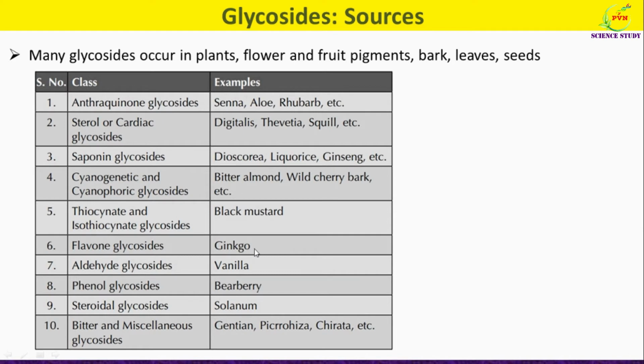Flavone glycosides are produced from the ginkgo plant. Aldehyde glycosides are produced from vanilla. Phenol glycosides are produced from bearberry. Steroidal glycosides are produced from Solanum, while bitter and miscellaneous glycosides are produced from gentian, liquorice as well as Chirata plants.